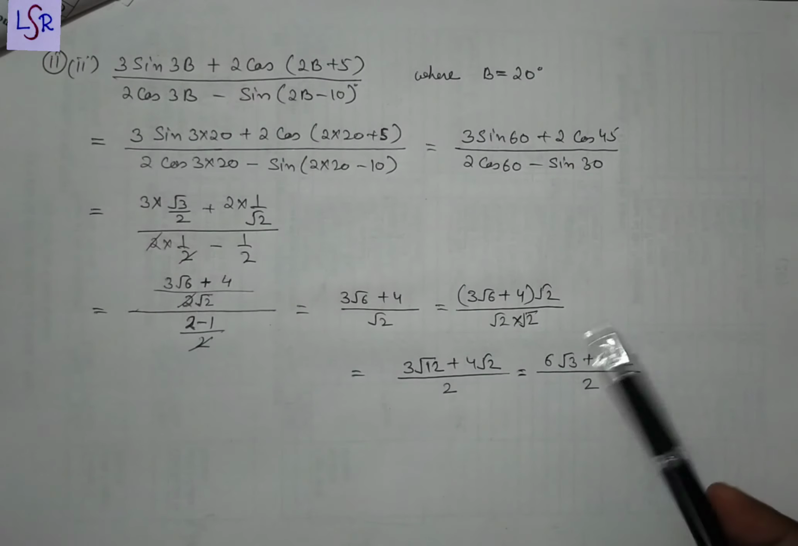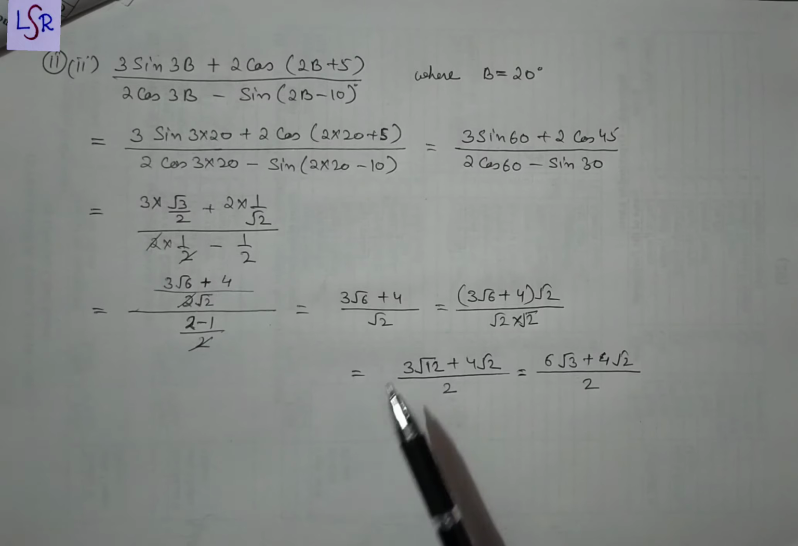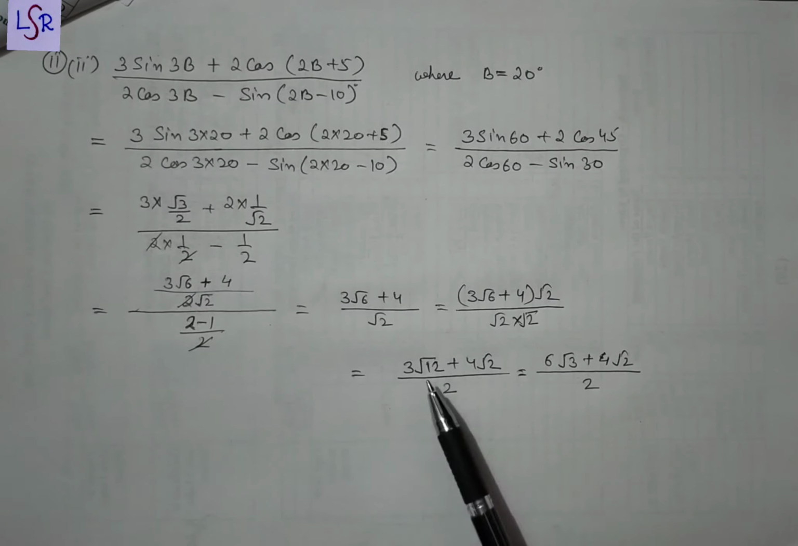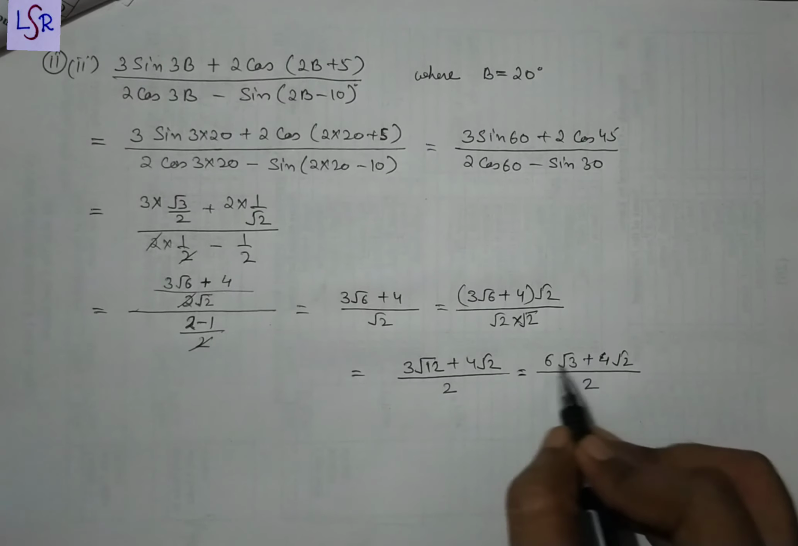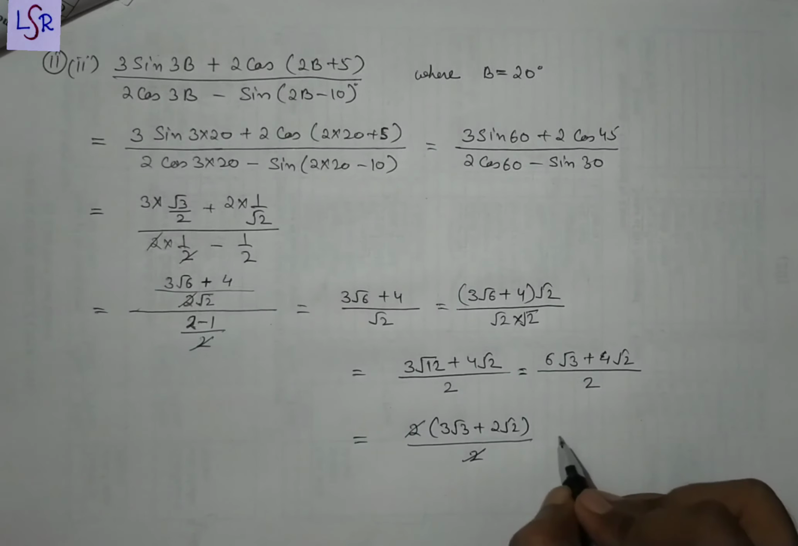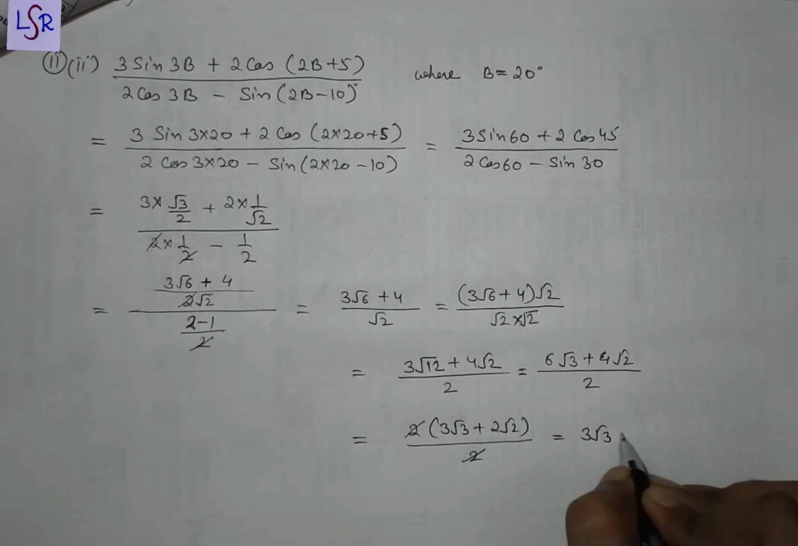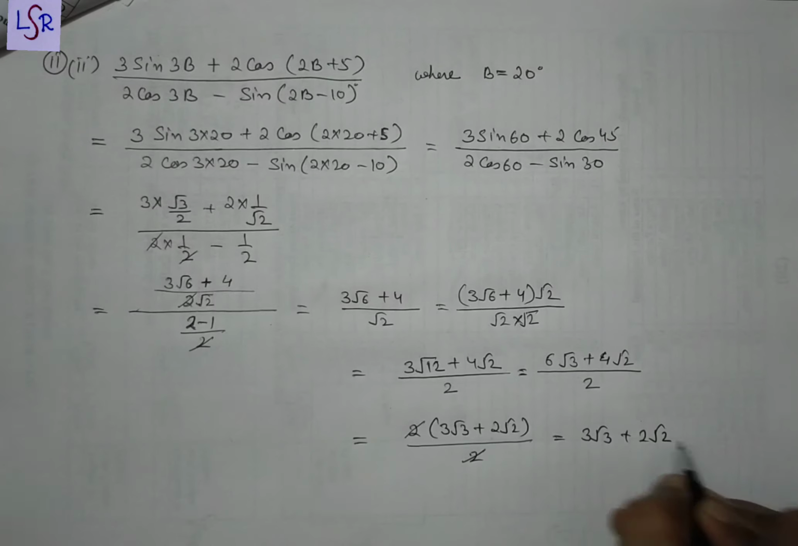After rationalizing them, we have got this, where 12 can be broken as 2 into 4 into 3, and 2 will be moved out of the root. So 2 into 3 we have got 6 upon 2. Now we can take 2 common from these two, and on cancelling we finally get 3 √3 plus 2 √2 as the answer.